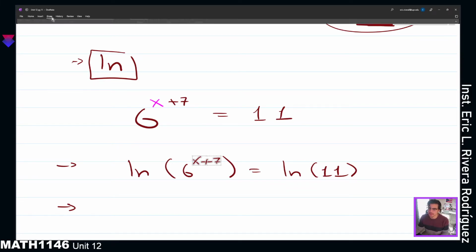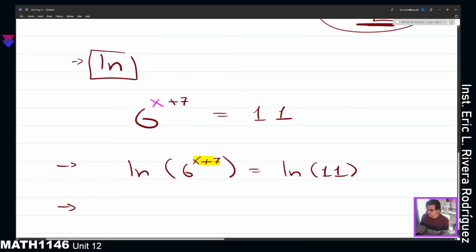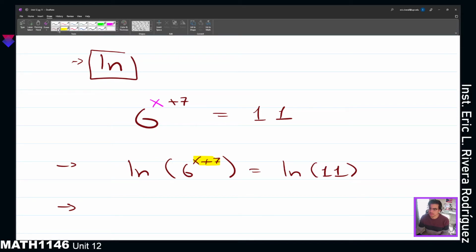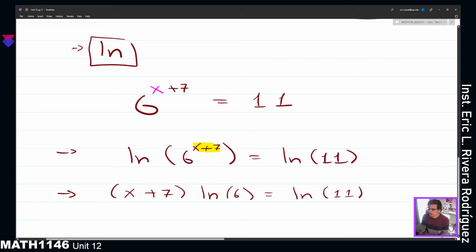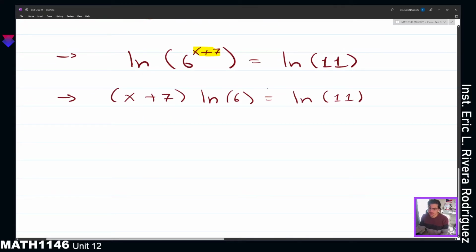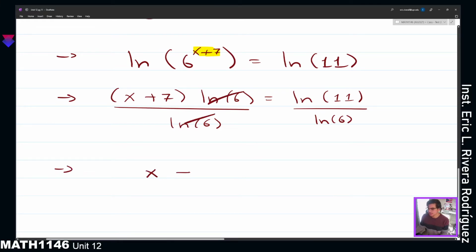let me highlight the exponent. The exponent goes down. So x plus 7 times natural log of 6 equals natural log of 11. Remember that natural logs are just numbers or values, so treat them as they are. Natural log of 6 is a factor. So that means that you can divide both sides by ln of 6. So you cancel this, and now you are left with this.